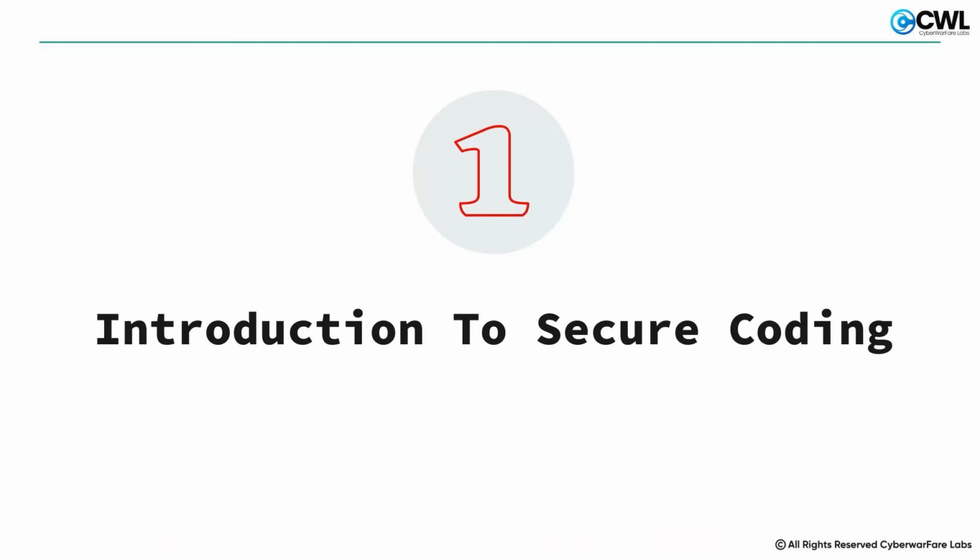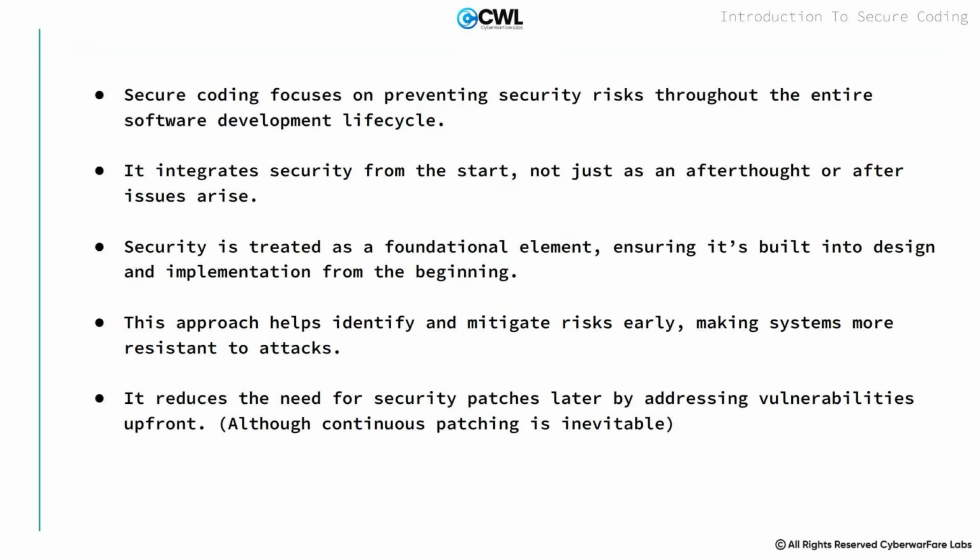Introduction to secure coding. So what is secure coding? Secure coding focuses on preventing security risk throughout the entire software development lifecycle. So even before writing code, secure coding is present. In the planning stages or in the initial stages, we will implement secure coding practices. We can have the frameworks. We can have secure methodologies which we can follow even before writing code.